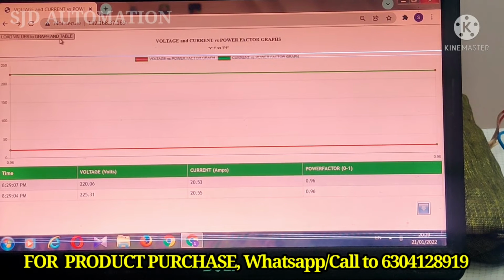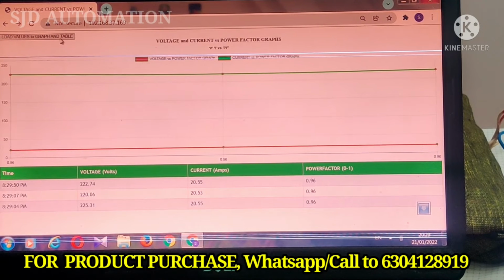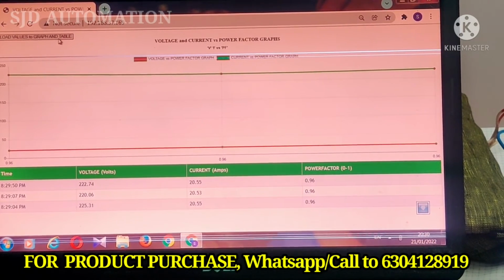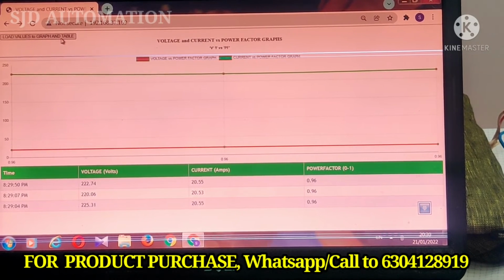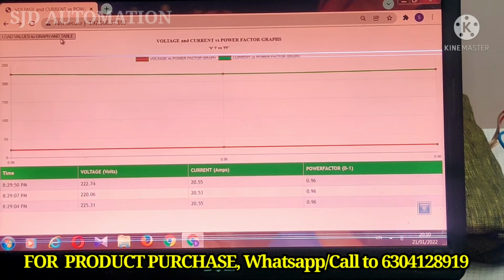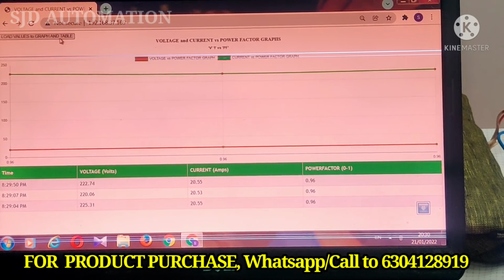Now I am pressing the button once again so that new values are added to the graph with respect to the time we loaded. If we observe the topmost point at 8:29:50 pm, the voltage is 222.74 and the current is 20.55 and the power factor is 0.96. That is the third point of the graph.